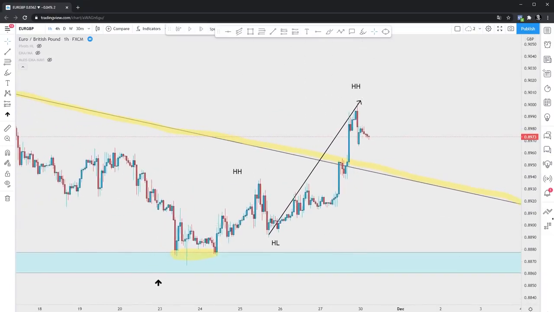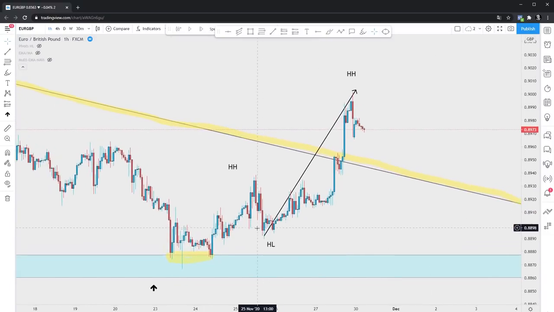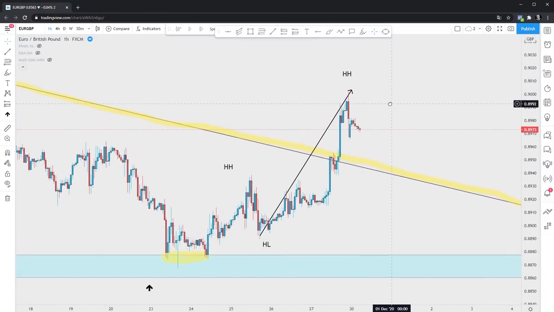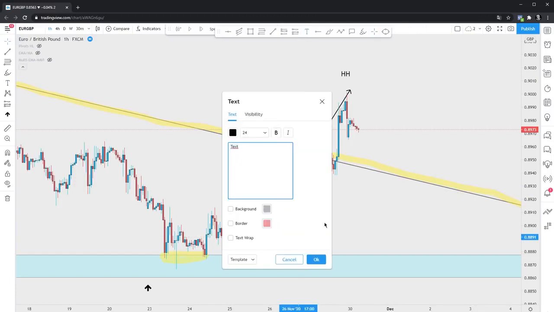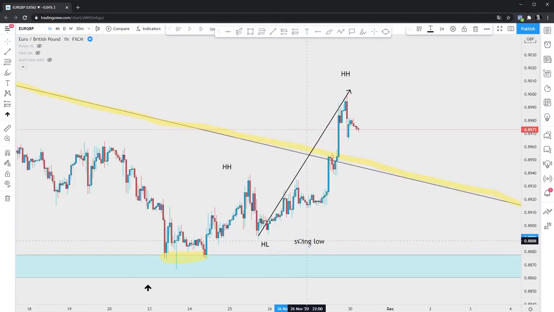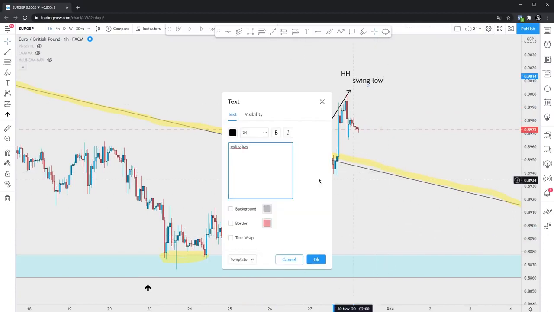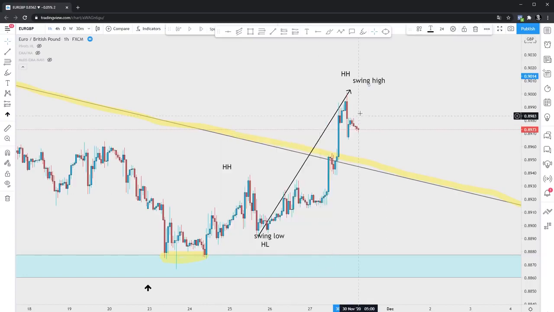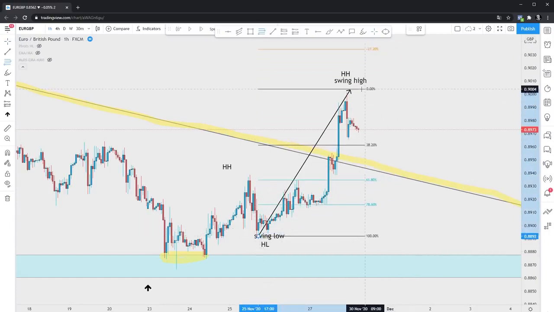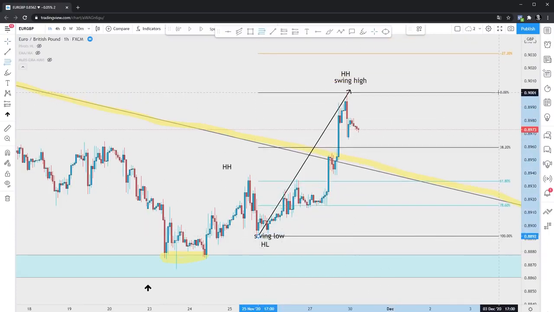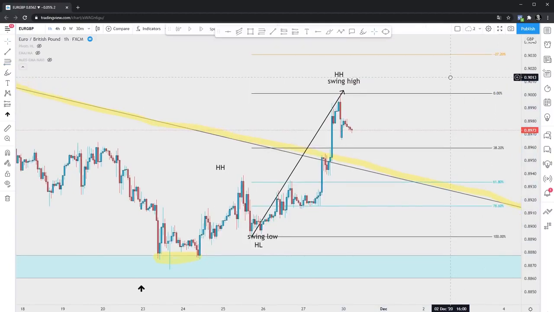So let's zoom out a little bit. As we can see, we have our higher low and our higher high. That's all we need, right? So let's identify this as a swing low. Okay, swing low is here, and this is our swing high. Keep in mind that this is 1 hour time frame, okay? So we can grab our Fibonacci tool and connect it from the swing low to the swing high, okay? And extend it a little bit to the right, just like this.